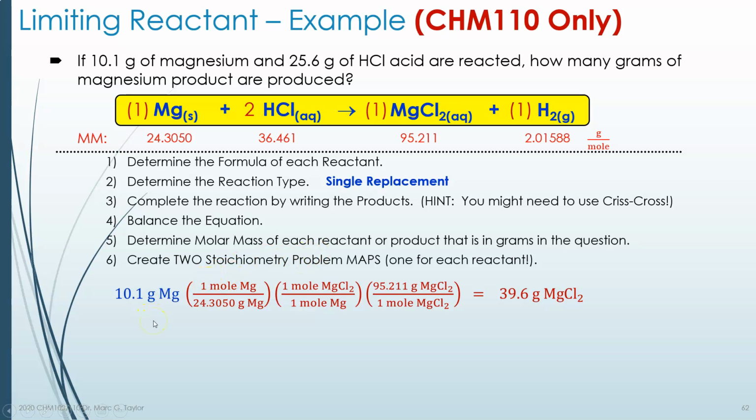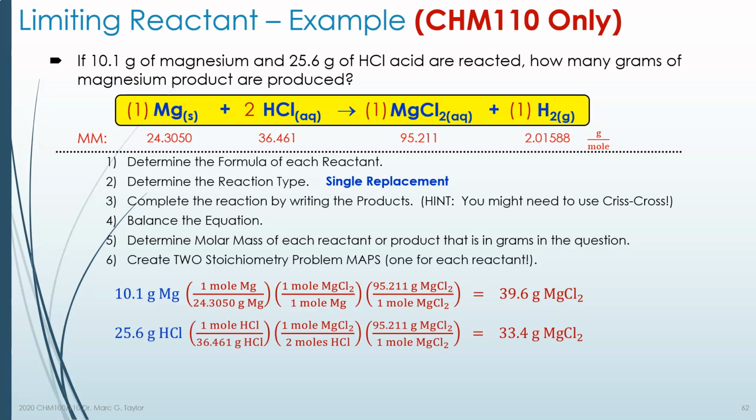So now we just look at HCl separately. And we see that if we start with 25.6 grams of HCl, we convert the grams of HCl to moles of HCl to moles of magnesium chloride, and then moles of magnesium chloride to grams of magnesium chloride. And you'll notice the last conversion factor for both of these is the same.